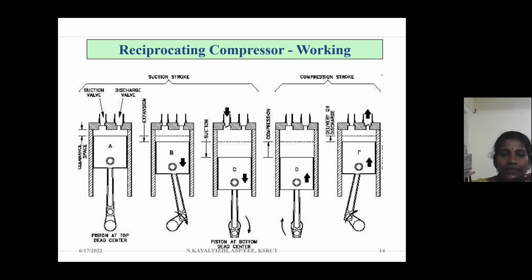So this is a stage by stage view of the cylinder, showing how the piston moves downward and upward, and how the suction valve and discharge valve open and close. That will be given in different pictures. First, when the piston is moving downward, it is the suction stroke. Once the piston moves from downward to upward, it is the compression stroke.